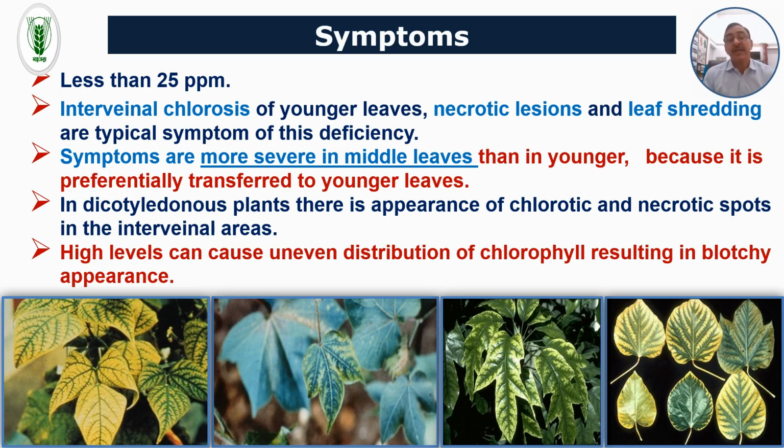The main point is that the symptoms are more severe in the middle leaves rather than the younger parts or the older parts of the plant. In the middle leaves, the symptom will be more prominent. That indicates that this is the deficiency of manganese.